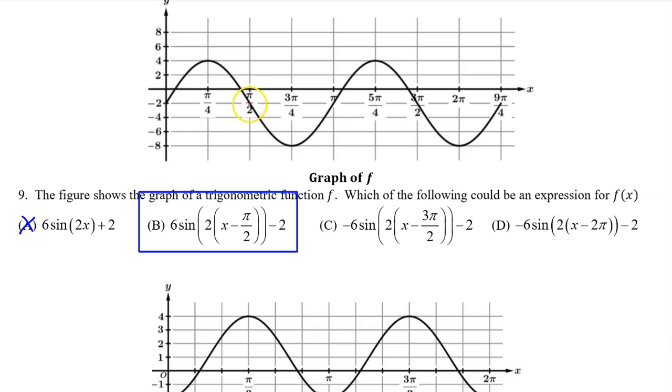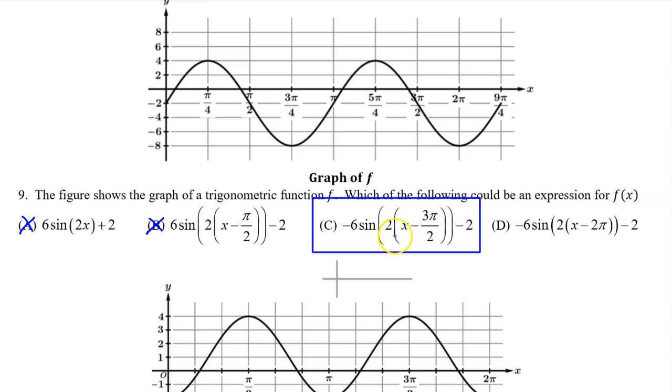That means one period of this function will start at positive pi over 2. If we trace out one period of function f starting at positive pi over 2, then now we can look and see if we have a match. So this looks like an upside down sine function. So we do have a sine function. However, the a value is positive. So we were looking for a right side up sine function that had this orientation. So B is not the answer.